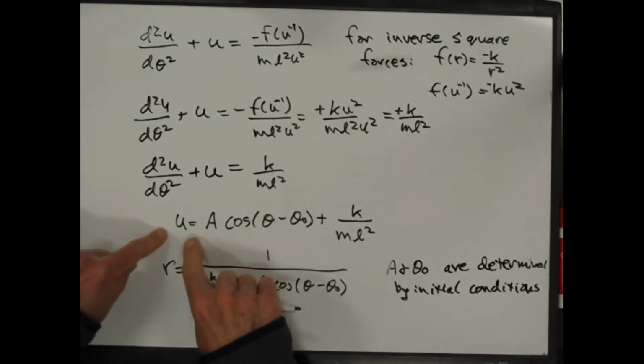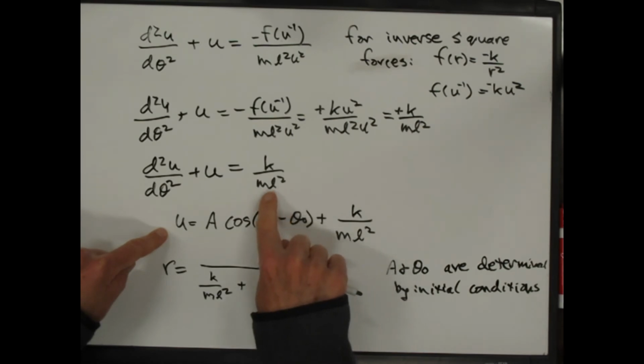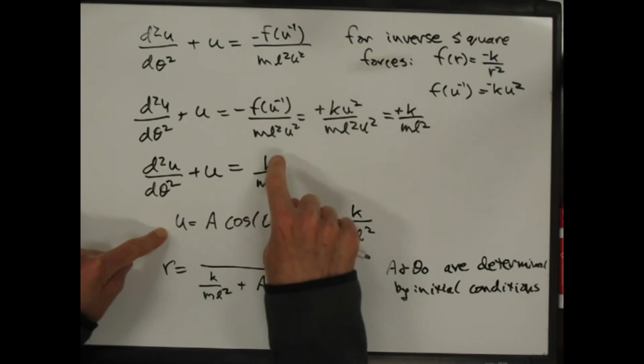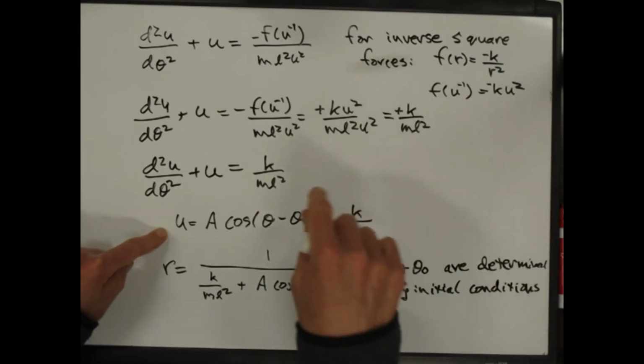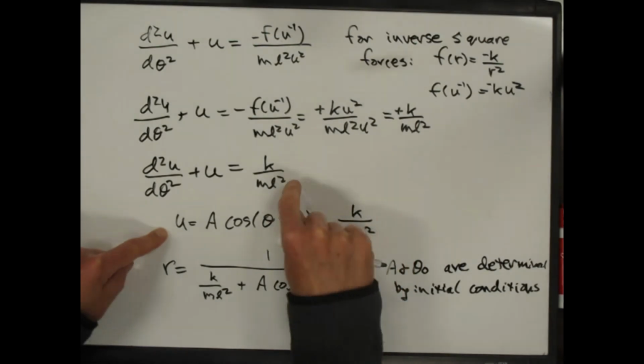But instead, it's got this k over ml squared, which is all constant, right? L is the angular momentum per unit mass, m is the mass, k is just whatever the coefficient is for the 1 over r squared.